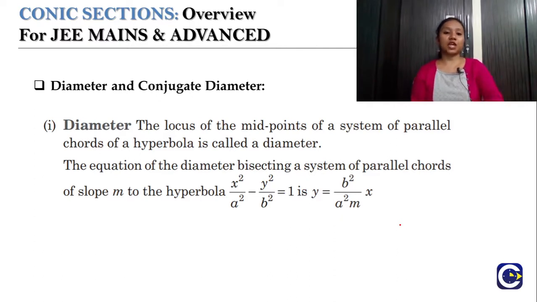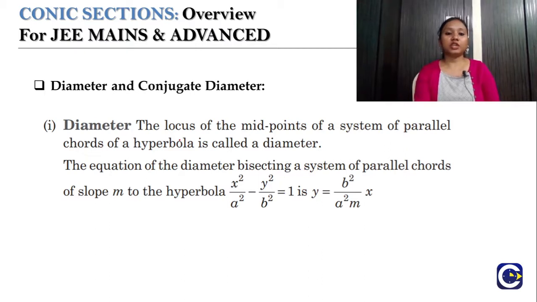This is for both the hyperbola as well as the ellipse too, because this concept of diameter and conjugate diameter we will be seeing only in these two conic sections, which are the hyperbola as well as the ellipse. Even in the ellipse topic we have already had this discussion regarding the concept of diameter and the conjugate diameter. So let's have a look over this in our hyperbola too.